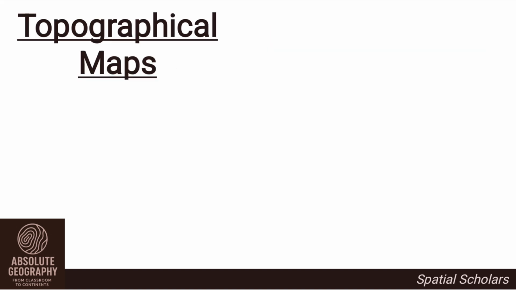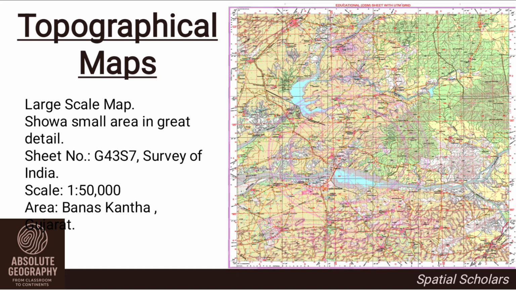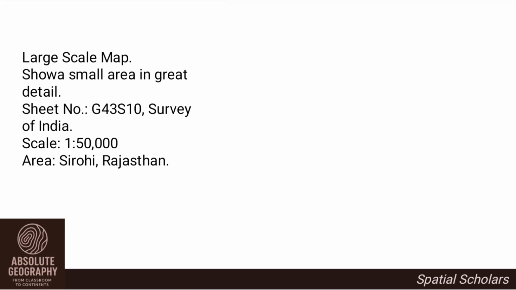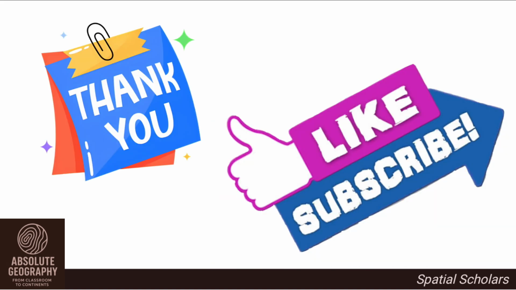So the topographical maps that we have to study in our syllabus is made by Survey of India to the scale of 1:50,000. That is, it is a large scale map showing all the things present in an area. There are 2 sheets to be studied. First one is showing the area of Banaskantha of Gujarat, and sheet number is G43S7, and the second one is of Sirohi in Rajasthan with the sheet number being G43S10. In the next video, we will discuss about the features present on the topographical sheet and how to identify the contours.